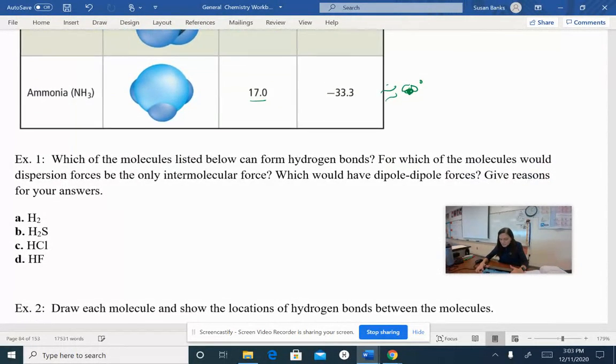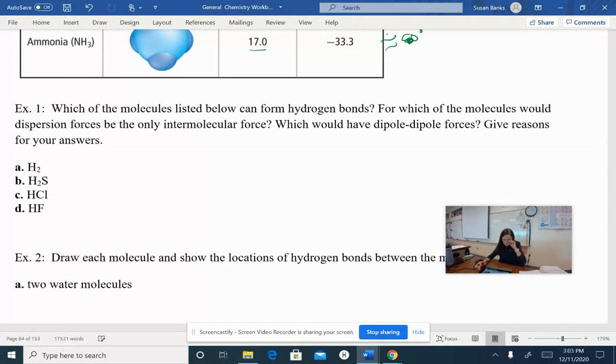So let's look at these molecules. Which molecules listed below can form hydrogen bonds? Now remember, hydrogen bonds are just hydrogens with fluorines, hydrogens with oxygens, or hydrogens with nitrogens. Okay? So let's look at A. I've got hydrogen with hydrogen. Is it with any of these? No. So that cannot make a hydrogen bond.